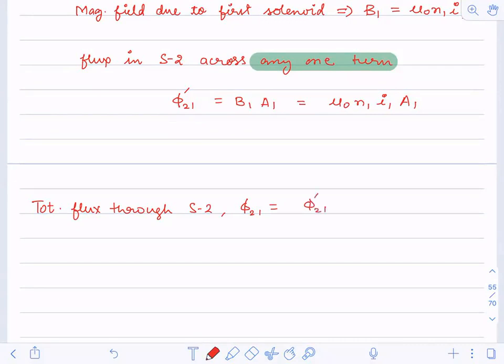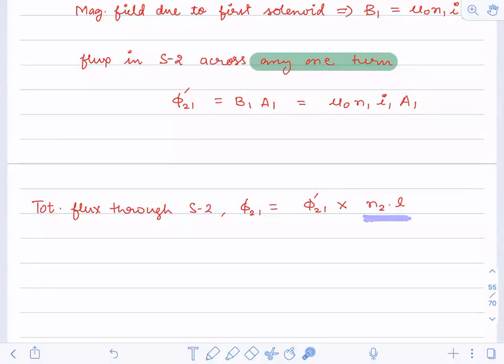Can I write it as this multiplied by this, multiplied by N2 into L? Can I write it like this? Because N2 into L will give me what? Total number of turns. Total number of turns will be N2 into L. Yes or no? Did you understand this step? All of you understood this step?